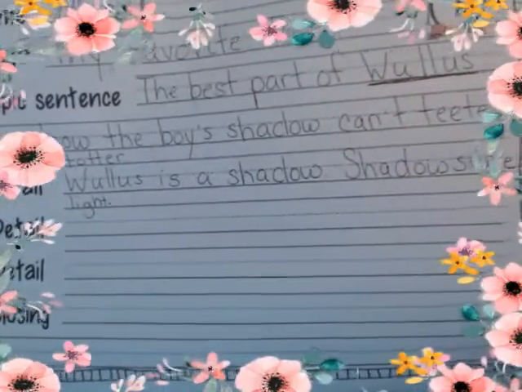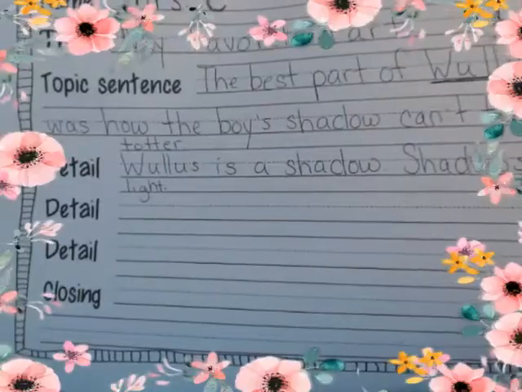Wallace is a shadow. I think that's important, right? To introduce who Wallace actually is. Shadows are light, right? That is why Wallace is not good at teeter-totter. So now I have a detail. Wallace is a shadow. Shadows are light. I've got my capital letter at the beginning and I've got my period at the end.